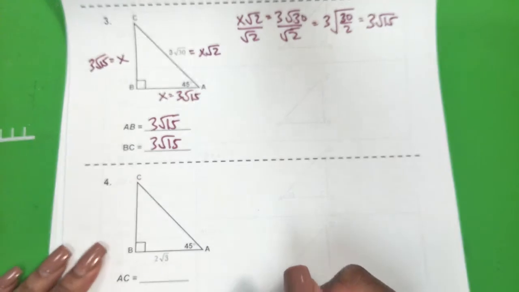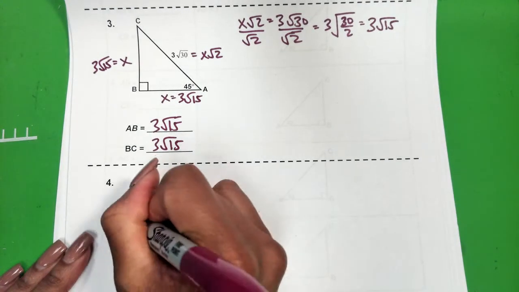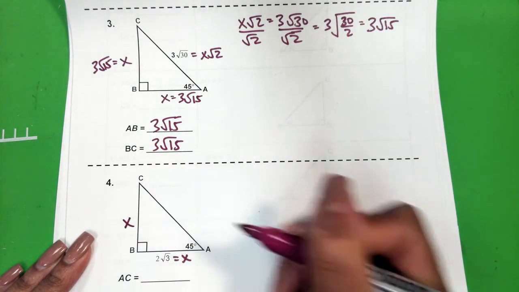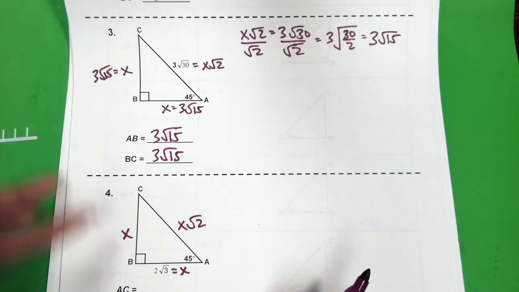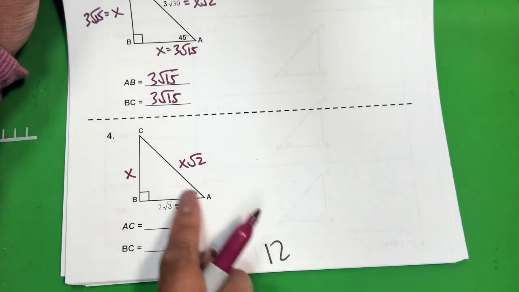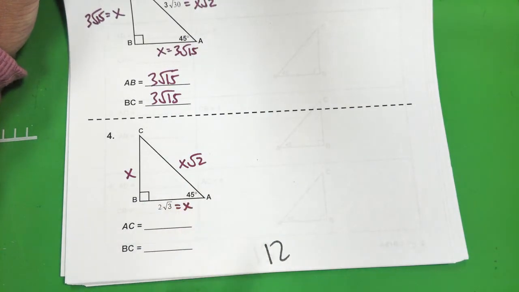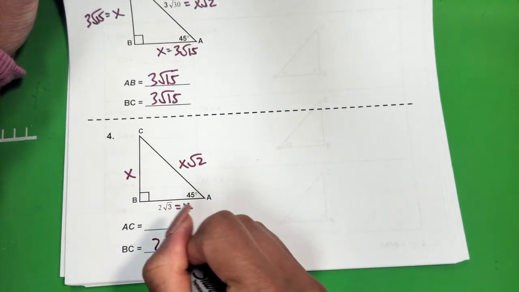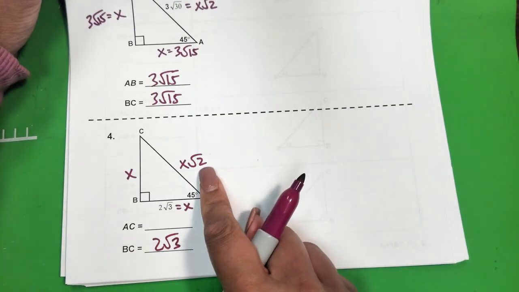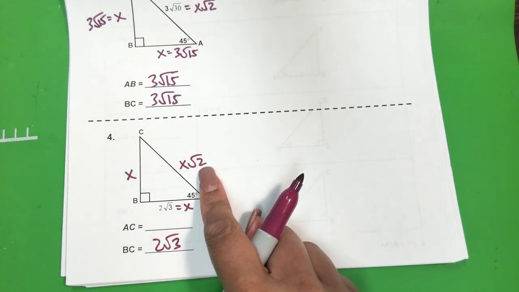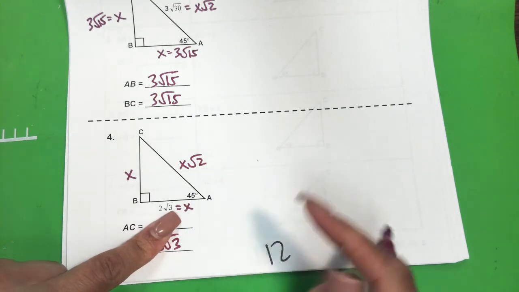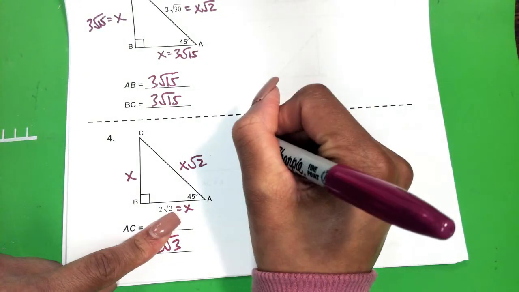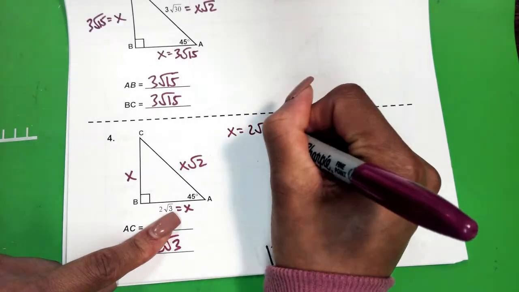Okay, let's move on to number 4. Number 4, again label, I have x on my legs, x is my other leg, and then I have x square root of 2. Okay. So we already know the other leg, because my legs are the same. So BC will definitely be 2 square root of 3. But now I need to find my hypotenuse. And so I'm going to take x, and it's being multiplied by 2.